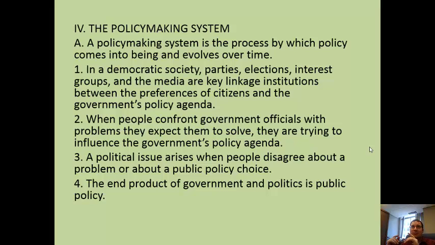Right? Competing interests try to push something on the agenda and get it dealt with. Other interests push to get it off the agenda because they don't want change to occur. Okay? And so a political issue is simply when people disagree about what the policy should be. Whatever that end product is, if the existing policy remains or if it's changed, that's public policy.